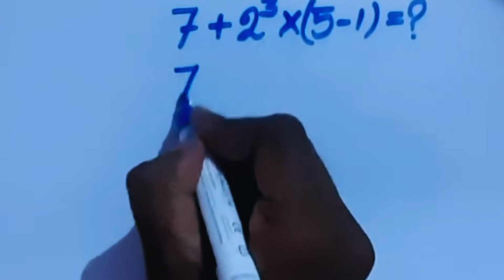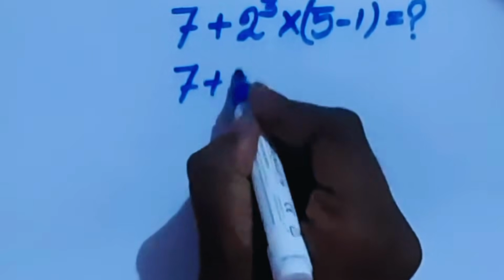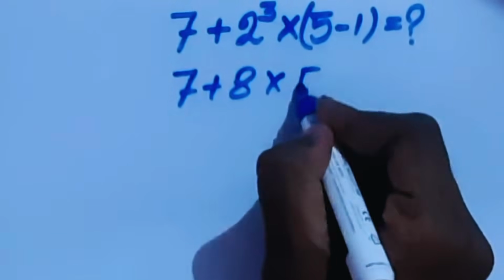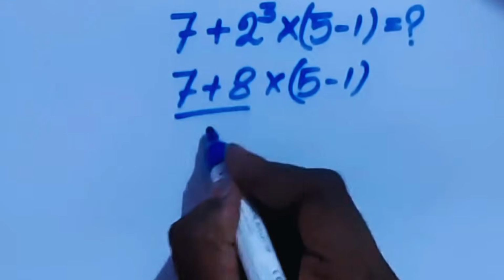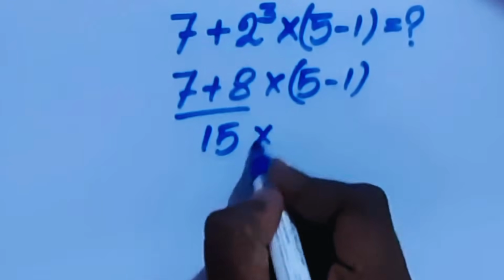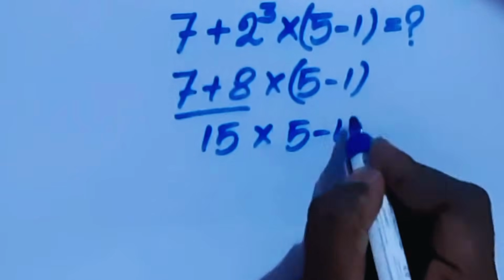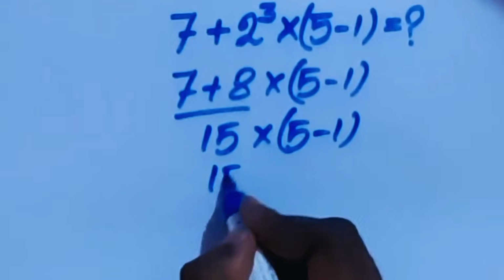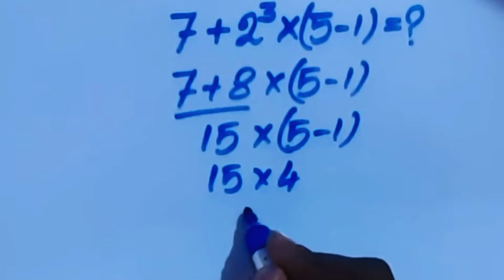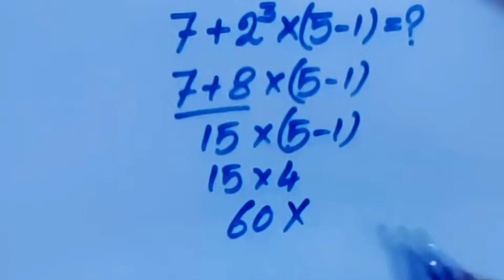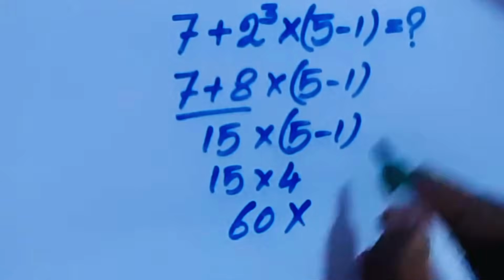Okay, here 7 plus 2 power 3 is 8, times 5 minus 1 in bracket. Here 7 plus 8 is 15, times 5 minus 1 in bracket. Here 5 minus 1 is 4. Here 15 times 4 is 60, which is the wrong answer.